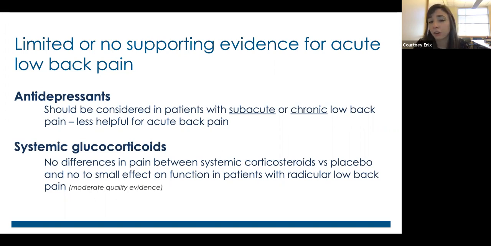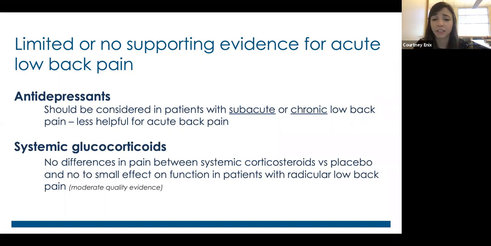And then systemic glucocorticoids, I will say that there are different practice patterns. I have seen patients who receive a short steroid course. There's moderate quality evidence to say that there's no difference in pain when it comes to steroids versus placebo, and no effect on function. And this is really specific for patients who are having radicular low back pain, right? The idea is that if there is some nerve root impingement, there is some inflammation that is happening around the site of that impingement. And so could steroids be helpful for that?